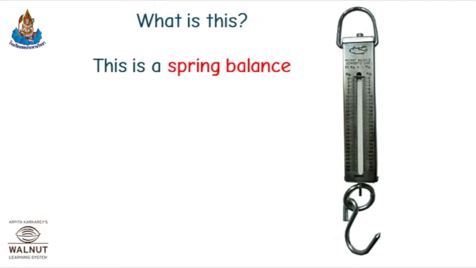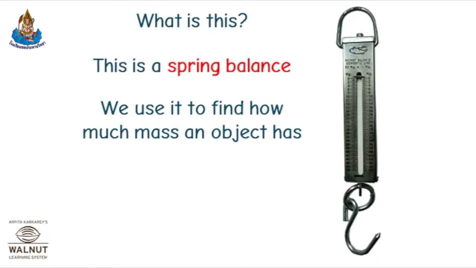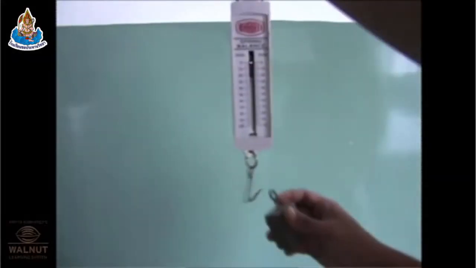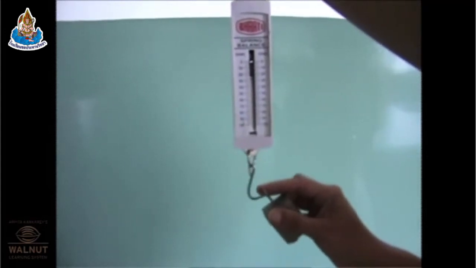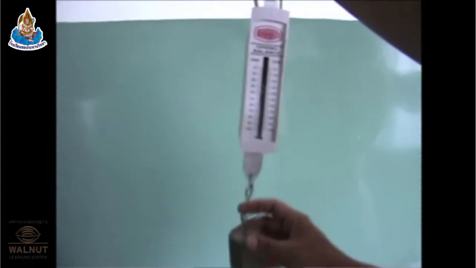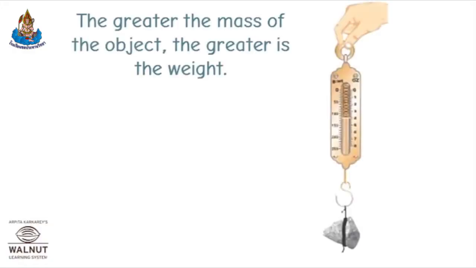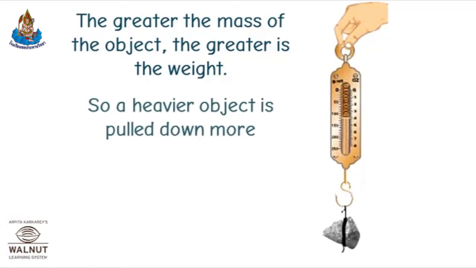What is this? This is a spring balance. We use it to find how much mass an object has. We use it to find how heavy an object is. We attach the object to the hook and then hold the balance. Gravity pulls the object downwards and we can measure the weight of the object. The greater the mass of the object, the greater is the weight. So, a heavier object is pulled down more.